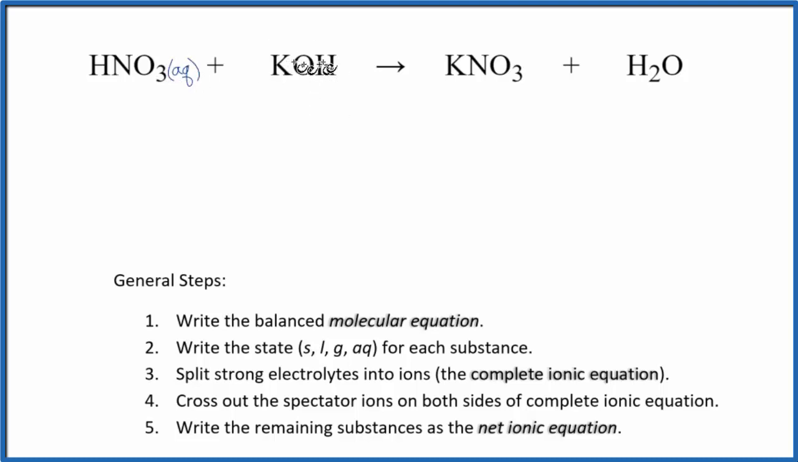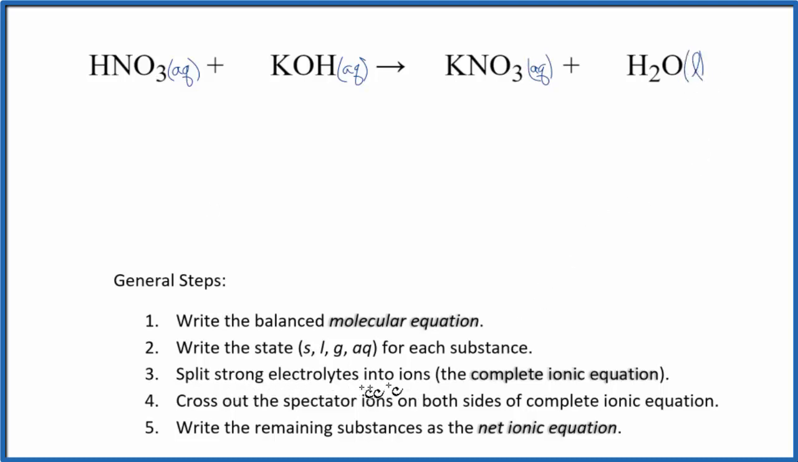KOH, strong base, another one to memorize. That's also going to dissociate completely. So that'll be aqueous. If you know your solubility rules, nitrates are very soluble. In fact, elements in group 1, when they bond, they form soluble compounds as well. So we're going to say aqueous there. And water, that will be a liquid. So we have our states here.